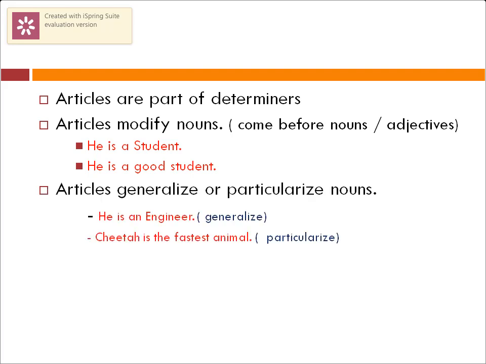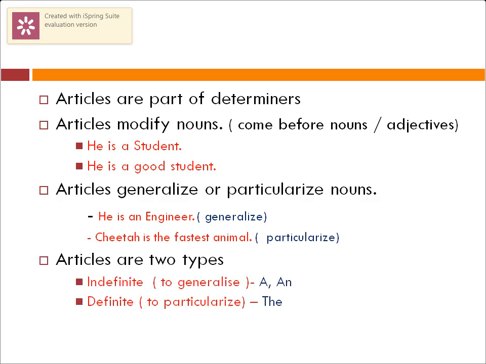Now, the job of the articles is to generalize or particularize the nouns. For example, he is an engineer, where we do not know what type of engineer he is. So an is used to generalize. Similarly, in the second sentence, cheetah is the fastest animal. Here we have the article the coming before fastest animal. So we understand this is about the particularized quality of cheetah or some definite information about cheetah.